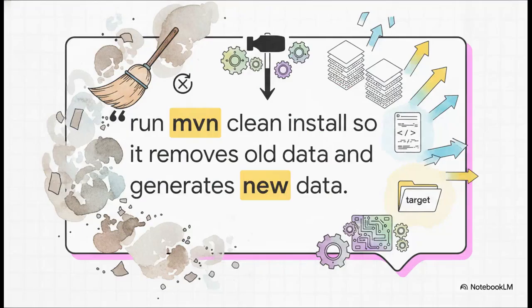As Maven builds your software, it creates a folder called the target directory. That's where all the compiled classes and reports get stored. But if you build over and over again, old, stale data can get left behind in that target directory, and honestly, it causes some really weird errors. So by running the combined command mvn clean install, you're telling Maven to wipe the slate clean. It completely deletes the old target directory first, guaranteeing that your new build is perfectly fresh and totally accurate.